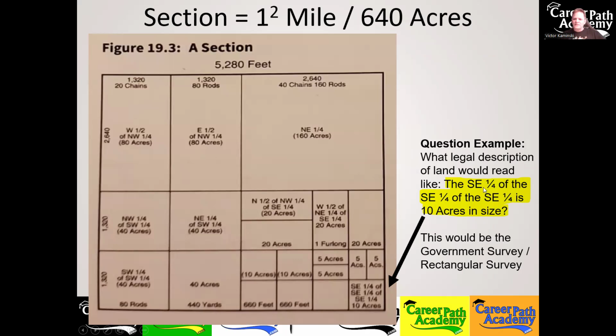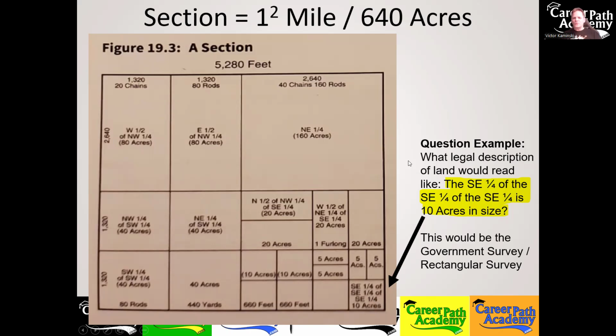Basically, for the SE quarter, you take the one section square and you quarter it. You draw a cross right down the center, and this is the southeast quarter. Then you quarter it again, and this is the southeast quarter. Then you quarter it again, and that's the SE quarter of the SE quarter of the SE quarter, which is 10 acres in size. That's the way those legal descriptions work.